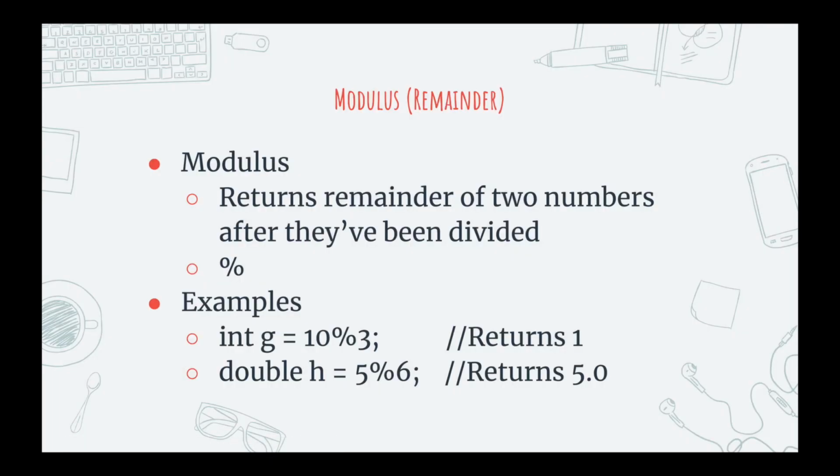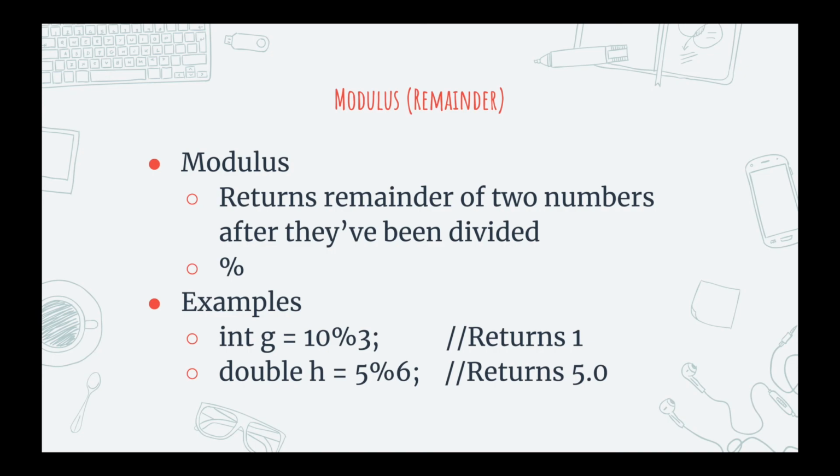The modulus is the remainder operator and returns the remainder of two numbers after they've been divided. And we use the percentage sign as the modulus or remainder operator. Examples include integer g is equal to 10 modulus 3. 3 fits into 10 3 times. So 3 times 3 is 9, and we subtract 9 from 10 and we should get 1. 1 is the remainder when we do 10 modulus 3.